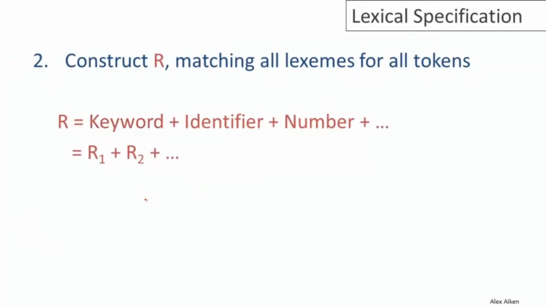Now, as the second step, we're going to construct a gigantic regular expression which just matches all the lexemes for all the tokens. And this is just the union of all the regular expressions that we wrote down on the previous slide. So we just take the union of all those regular expressions, and that forms the lexical specification of the language. And we'll just write this out. We don't really care what these regular expressions are, but they're just some set R1, R2, and so on, and the whole thing we're going to call R.